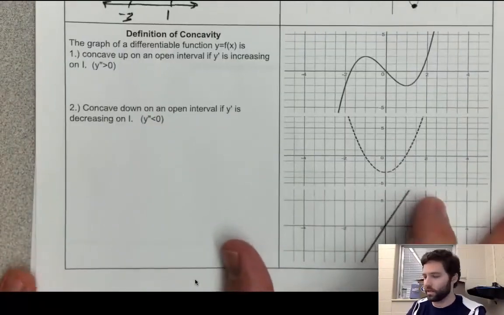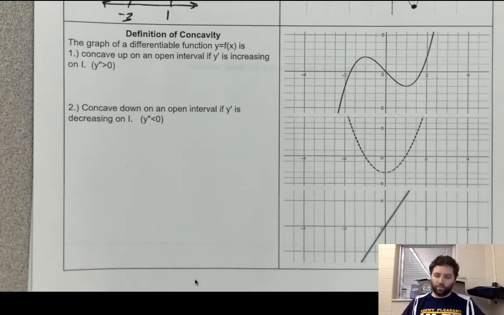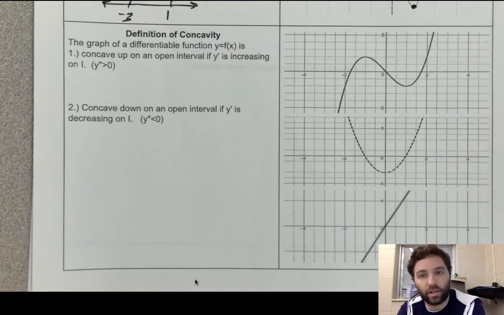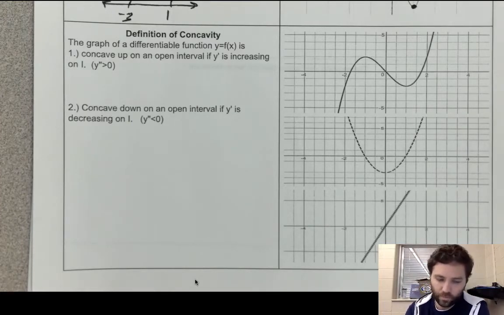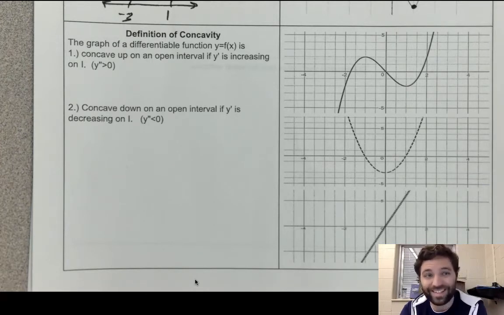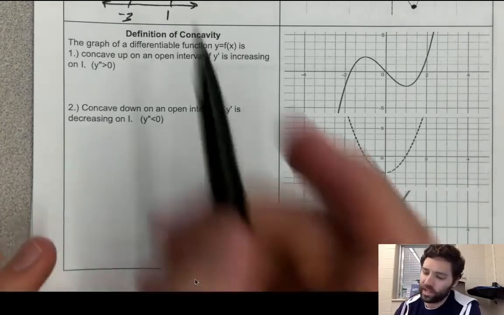Hopefully you watched the video where I kind of explained concavity in what you might say is pre-calc terms. But here we want to use calculus to define concavity. All right, so the graph of a differentiable function y equals f of x is concave up on an open interval if y prime is increasing. So y prime is increasing on that interval. What does that mean? Well, it means y double prime has to be positive. So concave up implies y prime is increasing, which implies the second derivative is greater than 0, is positive.